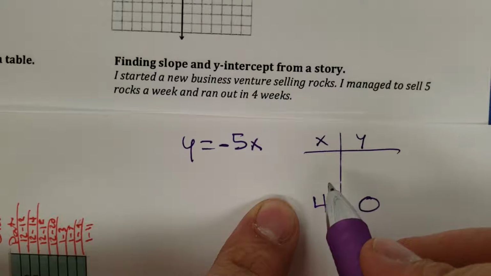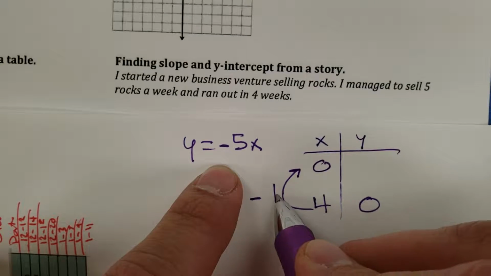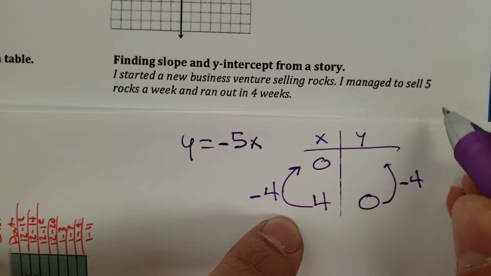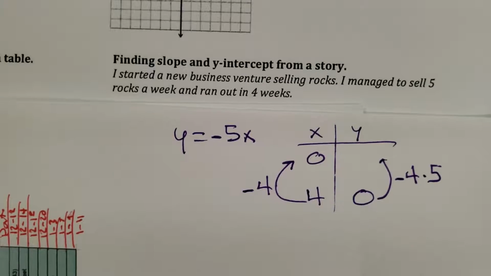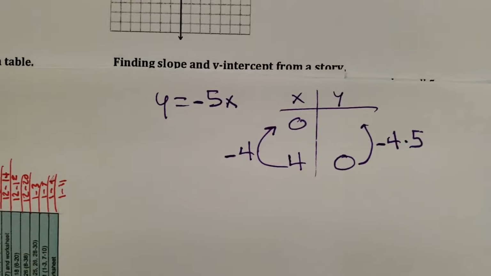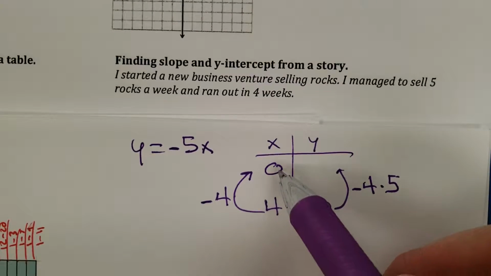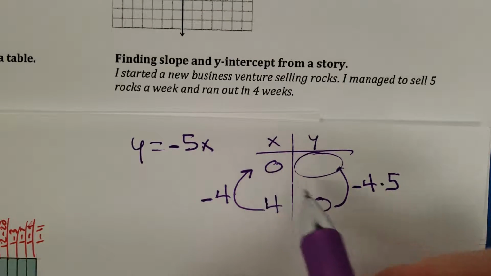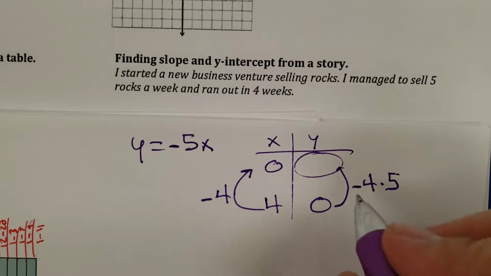Okay, so I need to figure out where I started. So I'm going to backtrack to 0. Lose 4. So that means I've got to lose 4 slopes. Oh, beautiful. Look at that. I'm basically using the same idea that I used in the table problem. I'm backtracking. If I'm at 4 weeks, I started at 0 weeks. So if I want to find where I started, I've got to backtrack 4 x values, which means I need to backtrack 4 slopes.